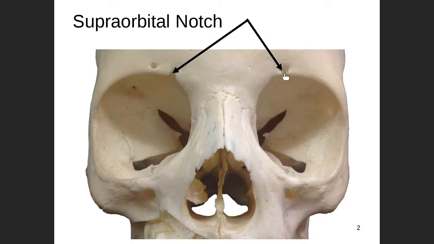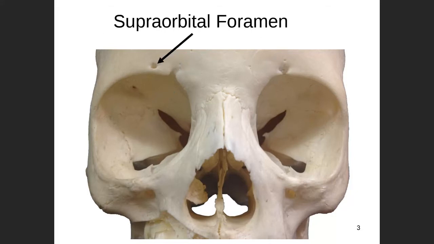It's like a nick. If you notice over here though, this is a hole, a complete hole in the bone. We give that a different name. We're going to call that a supraorbital foramen. A foramen is a rounded hole. So this is a supraorbital foramen, and it's right above the orbits there.